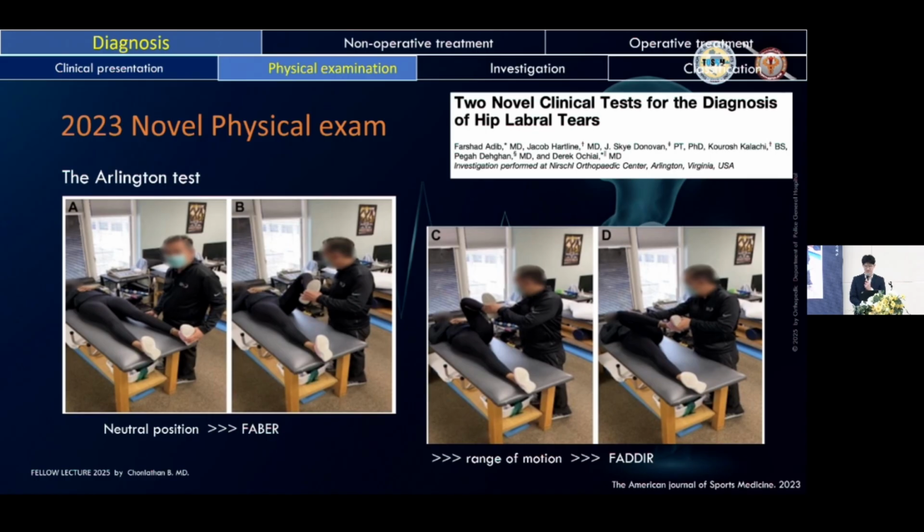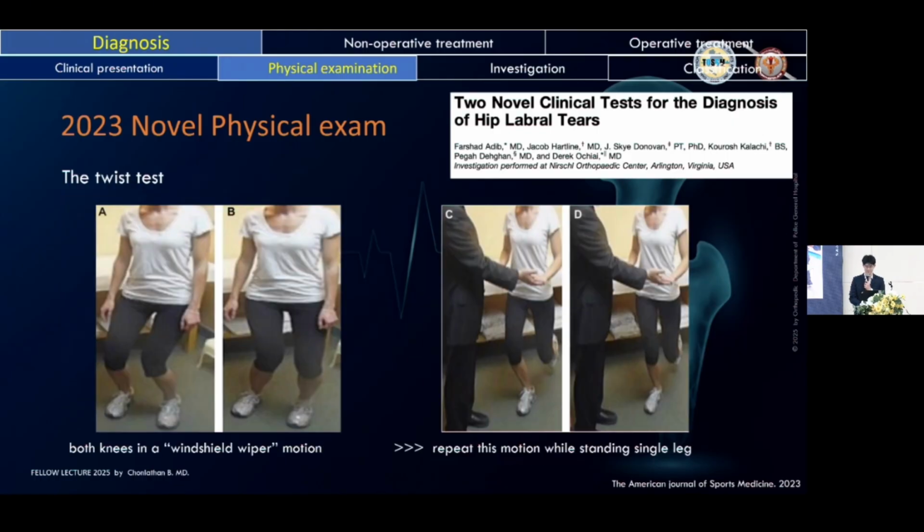The newest examination proposed in 2023, the Arlington test, is performed with the patient lying supine on the examination table. We put one hand just distal to the popliteal fossa and another hand at the ankle. The affected hip is brought from the FABER position and then slowly moved to the FADIR position. We provide a bowing motion from FABER to FADIR. Occurrence of pain or clicking symptom is considered positive.